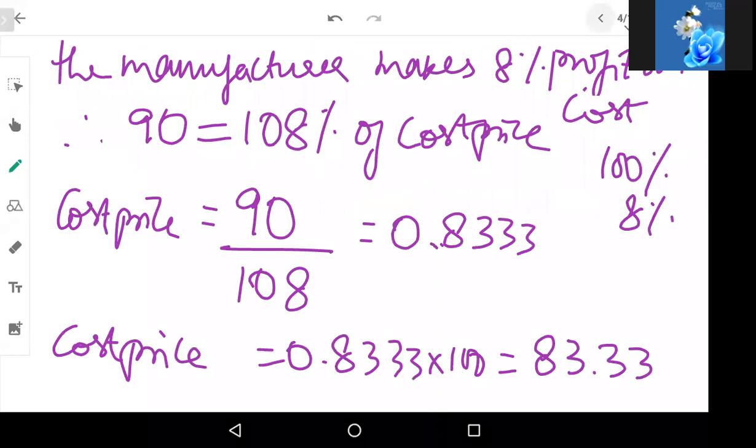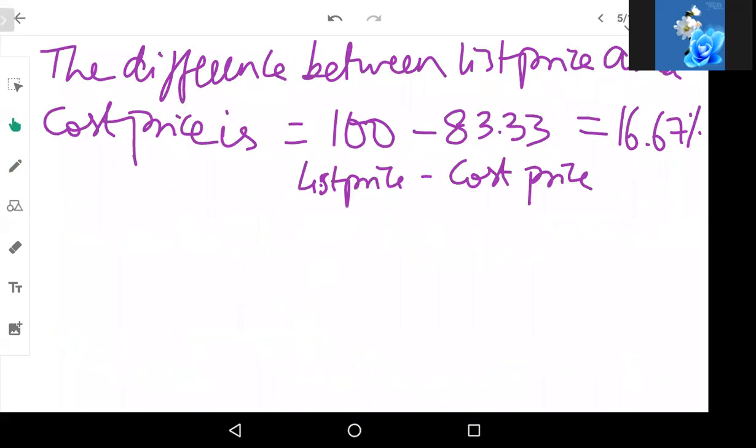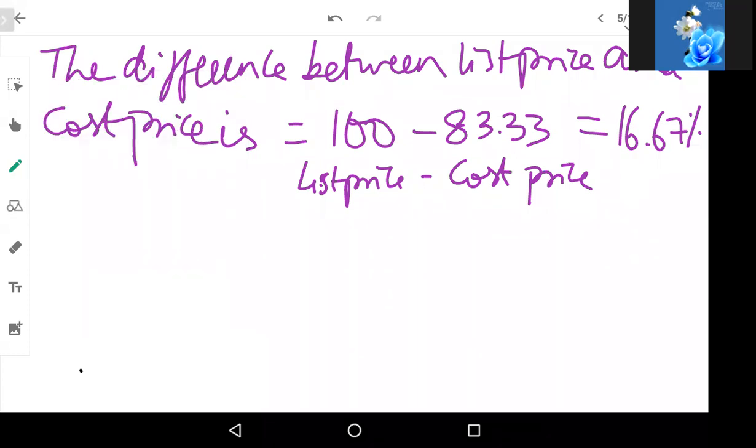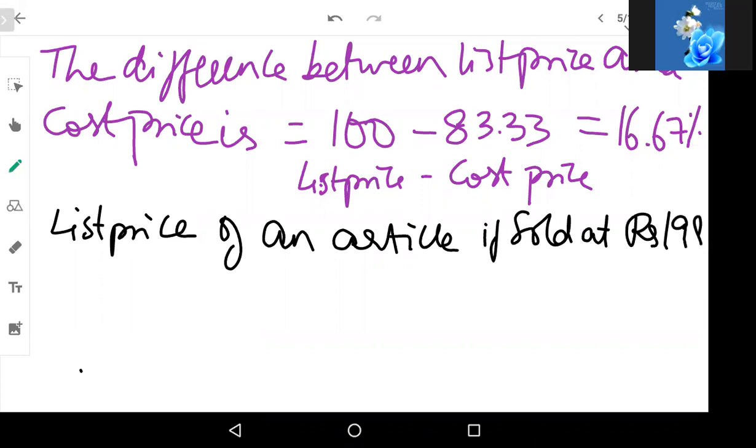Now, one more thing that is left out for us to find is, what is the list price if an article is sold at 198 rupees? So that is the final question that we are supposed to solve here. So they're asking, what is the list price of an article if sold at rupees 198? Okay, now we have to do a little reverse calculation.